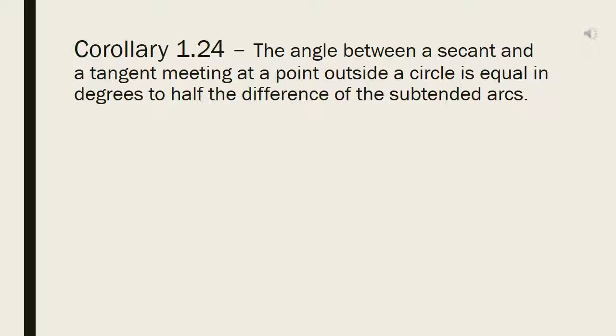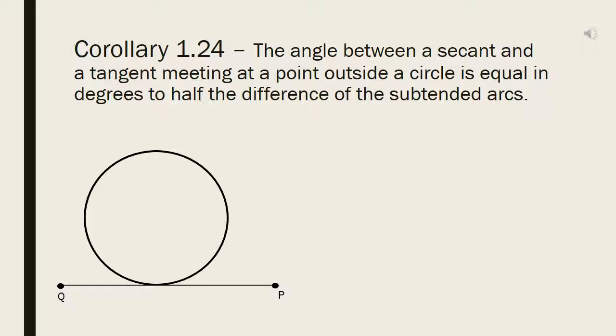Finally, we have reached corollary 1.24, which states that the angle between a secant and a tangent meeting at a point outside a circle is equal in degrees to half the difference of the subtended arcs. So if we draw a circle and draw a tangent QP, which intersects the circle at point C, and we draw secant AP, which intersects the circle at point B, we can also draw a chord AC, and I'm just going to draw that with a dotted line. So essentially what we want to show is that angle APQ is equal in degrees to 1/2 CA minus 1/2 CB, and that's arc CA and arc CB.